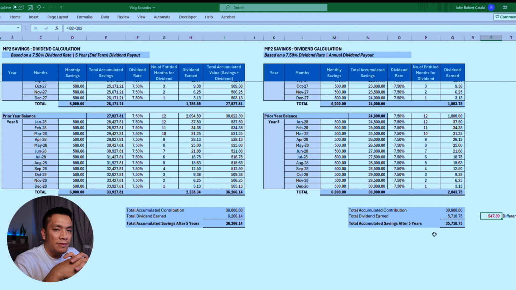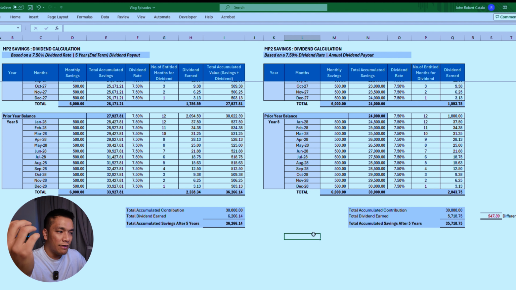Ngayon, you might say that this difference is minimal or maliit lang naman siya, pero it will matter kung malaking amount na yung nilalagay mo sa savings mo or sa monthly contribution nyo. Siyempre, habang lumalaki yung monthly contribution, tataas at tataas din yung difference. So, it's up to you to weigh things kung feeling nyo mas okay sa inyo yung annual dividend payout or yung 5-year end term. But definitely, mas mataas yung dividend earned sa 5-year end term, and habang tumataas yung contribution mo, tumataas din yung difference niya.